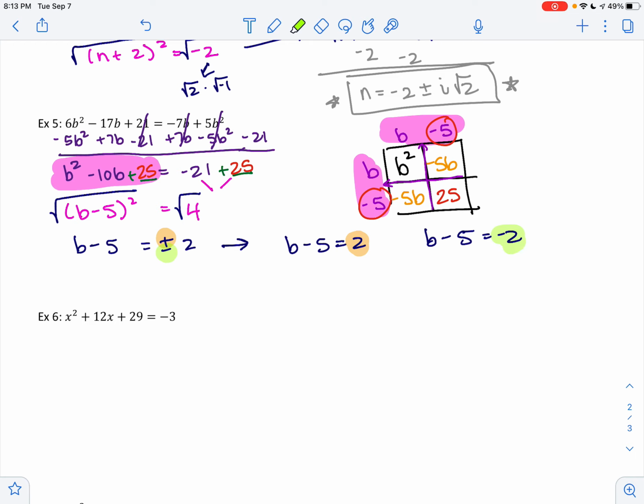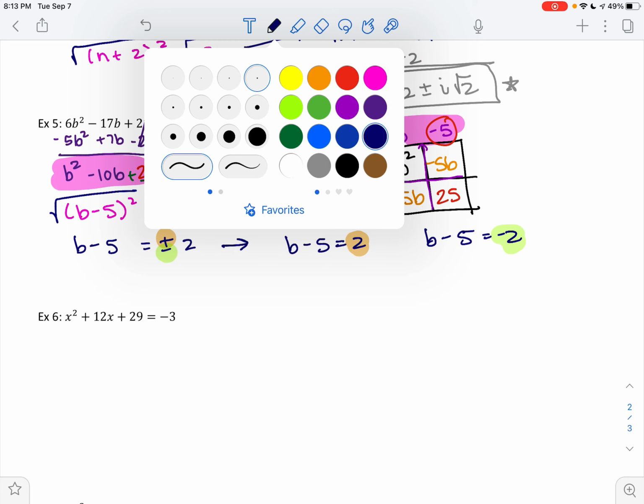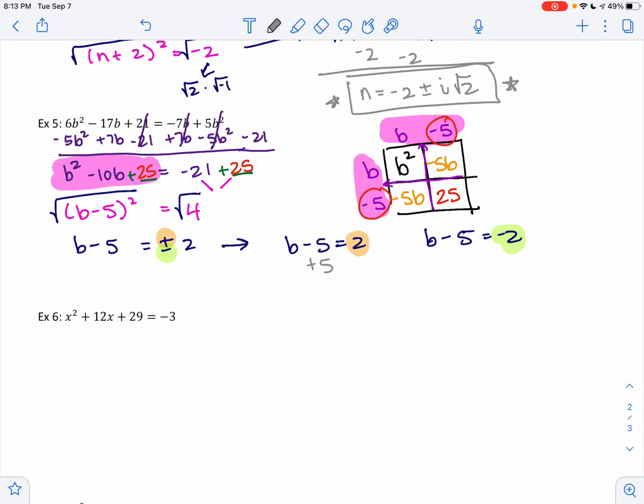So I can solve both of these equations. To undo subtraction, I'll do addition. And I'll have b equals 7. To undo subtraction, I'll do addition. And I'll get b equals 3. So my solutions are 7 and 3.